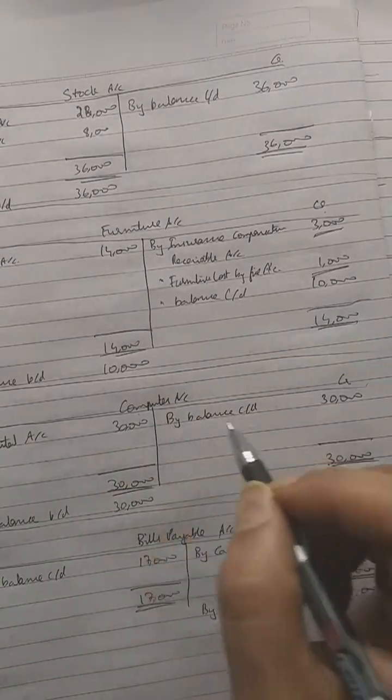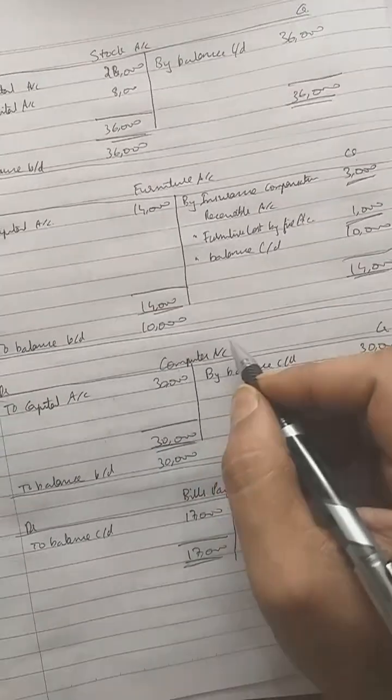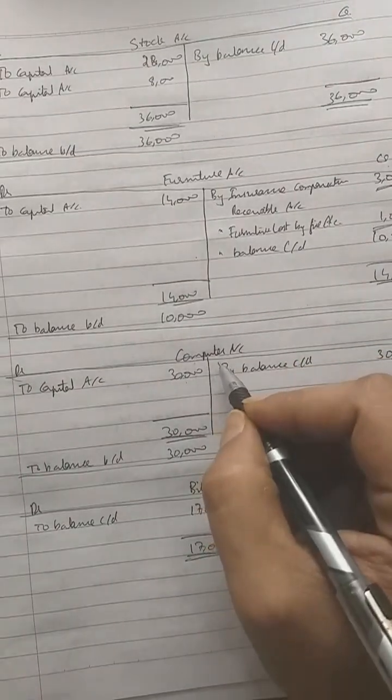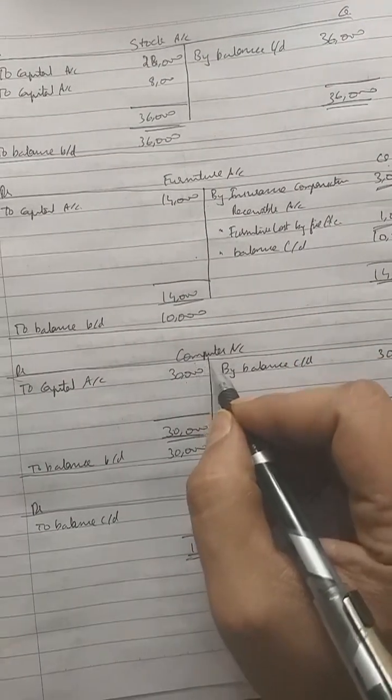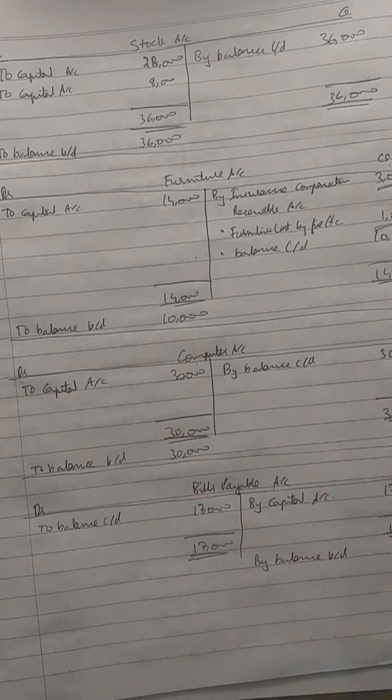Then computer account. In the journal entry, computer is in capital, so computer account was debited, so come to computer account, come to debit side and write the name opposite to it, to capital account 30,000.